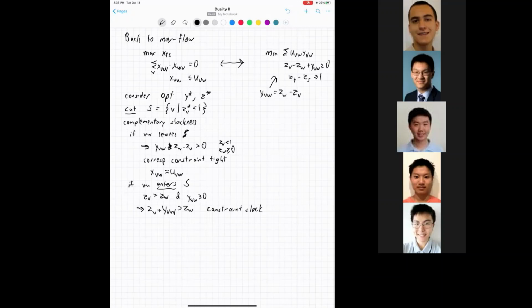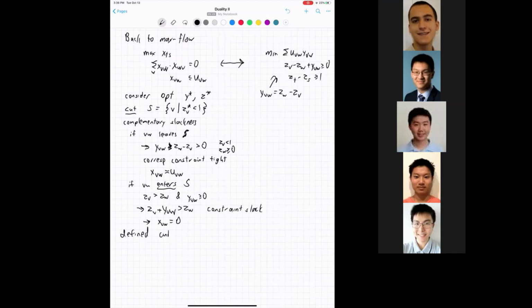The corresponding variable has to be tight, or it has to be 0. That's right. That implies that XVW has to be equal to 0. Okay. So what have we just learned? We've defined a cut, right?